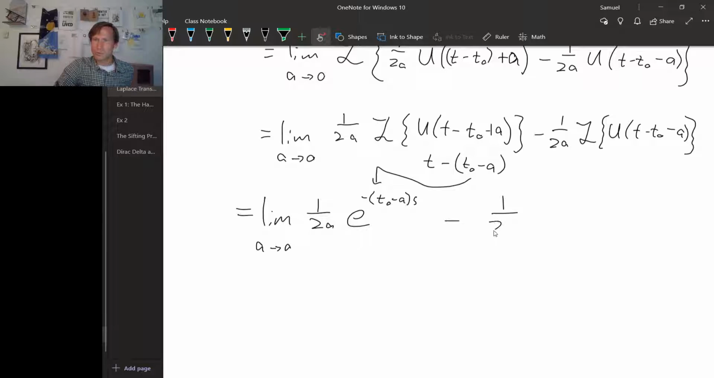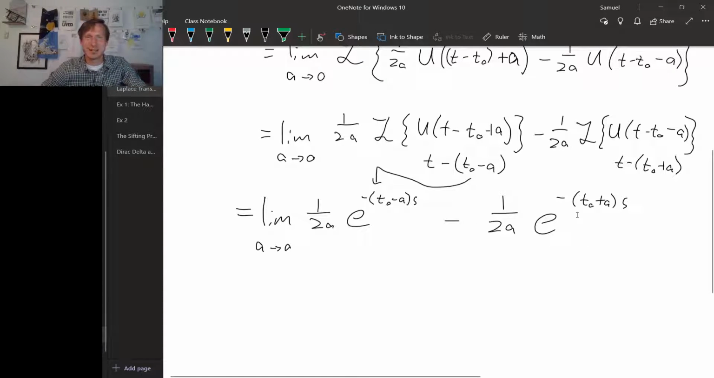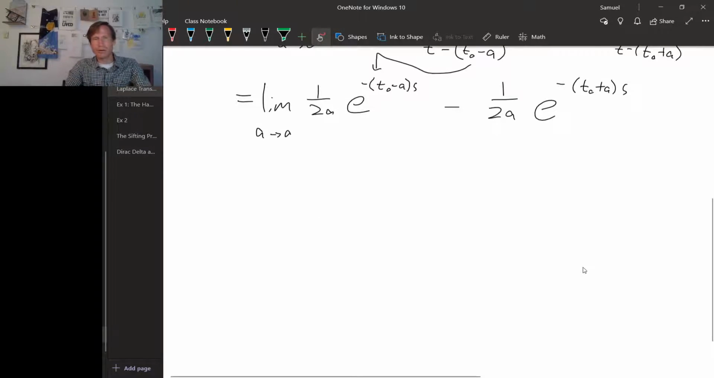Minus 1 over 2a times, so we have to play the same game with this step function. So what's inside this step function is t minus t naught plus a. So we get e to the minus t naught plus a times s. Okay, and we have to work out what the limit of this is as a goes to 0.